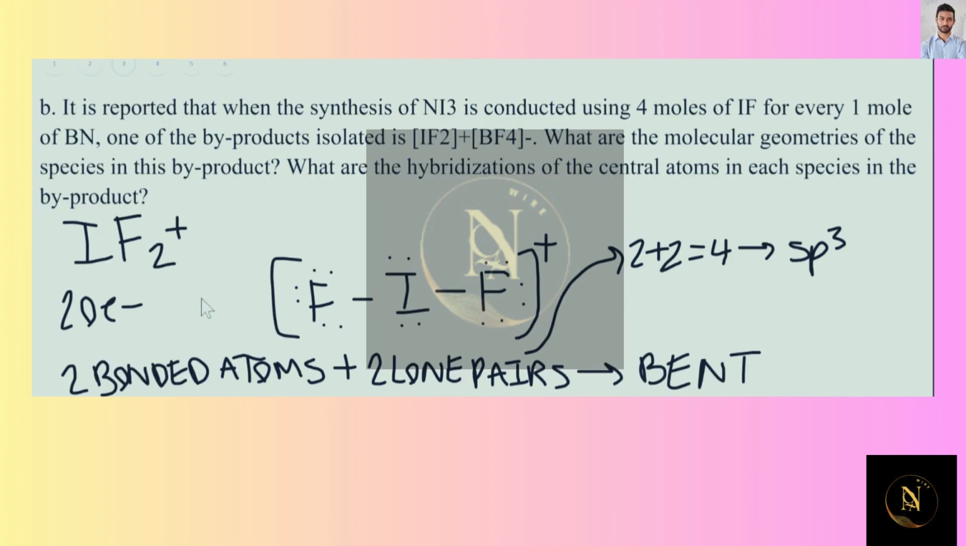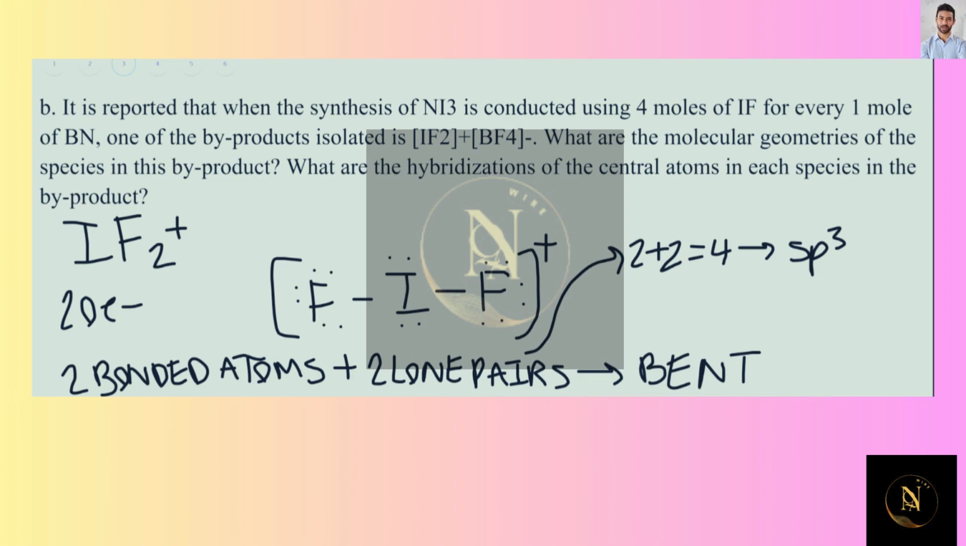In part B, we have, it is reported that when the synthesis of NI3 is conducted using 4 moles of IF for every 1 mole of BN, one of the byproducts isolated is IF2+ BF4-. What are the molecular geometries of the species in this byproduct? What are the hybridizations of the central atoms in each species in the byproduct?